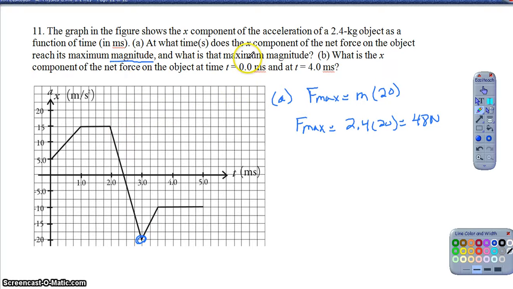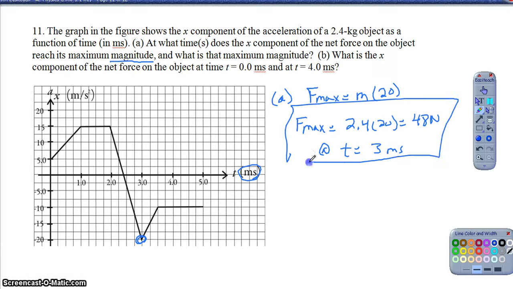And then they ask me what time does that occur at. Well, this is 3, and do make sure you're paying attention to the units. So this happens at time equals 3 milliseconds. If you just want to write it like 3 milliseconds, that's fine. Or if you want to write that as 3 times 10 to the negative third, that's fine as well. But anyway, like I said, hopefully part A wasn't too bad once you've interpreted this graph and that question.